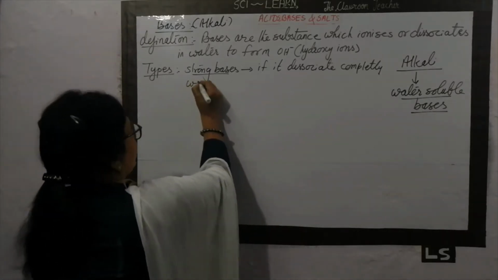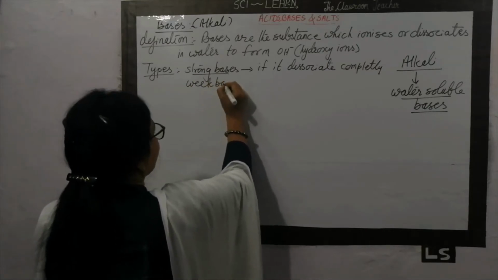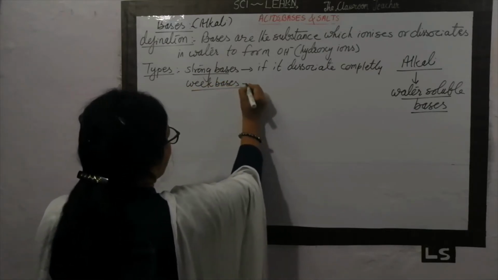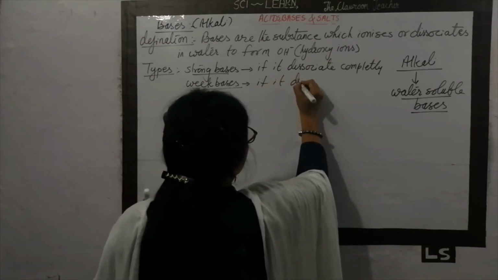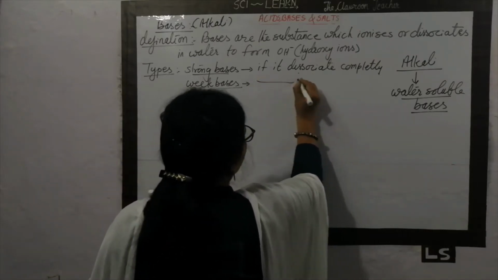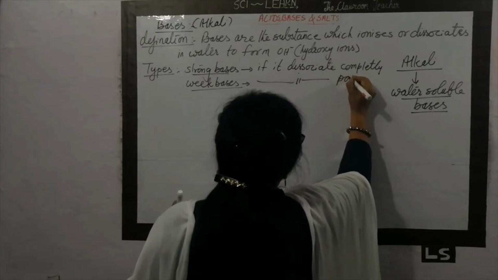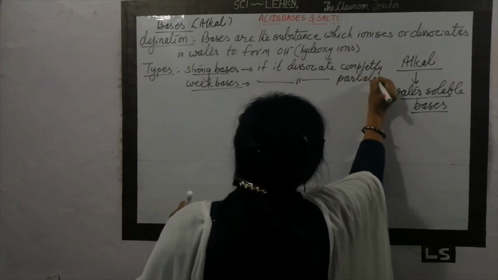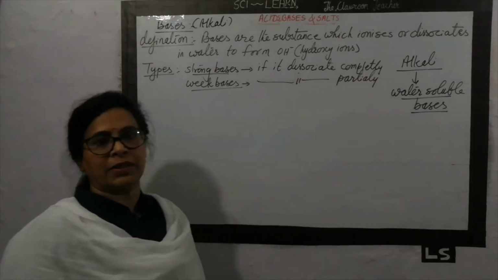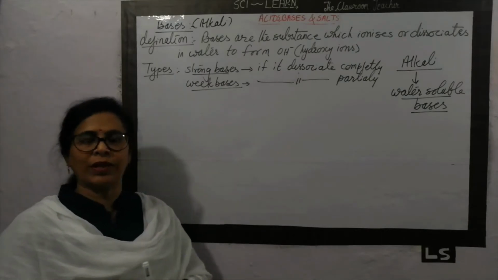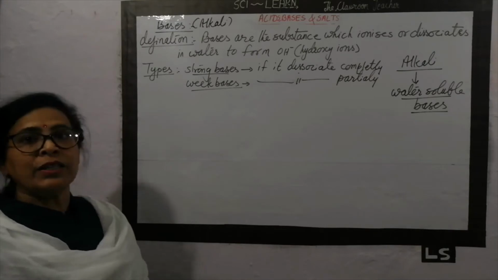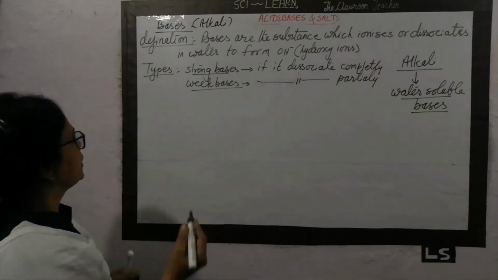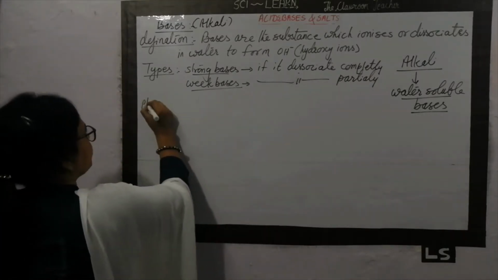Second is the weak base. What is the weak base? The base, if it dissociates partially, then it is called the weak base. There are two types of bases: one is called the strong base and one is called the weak base. Now let's move towards the properties, and first is the physical properties.